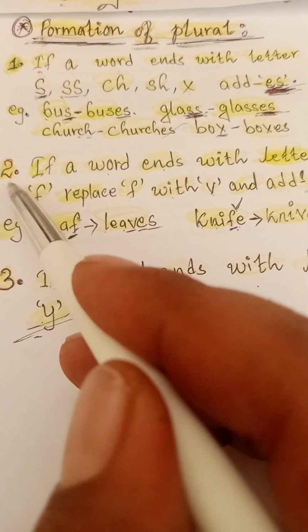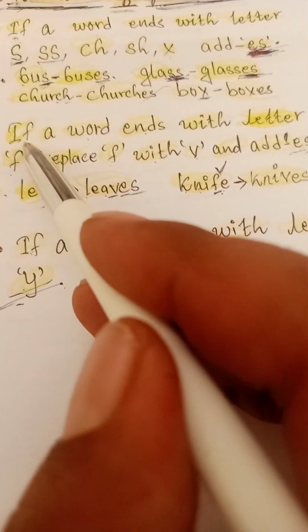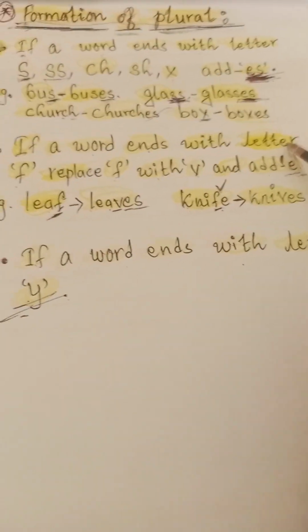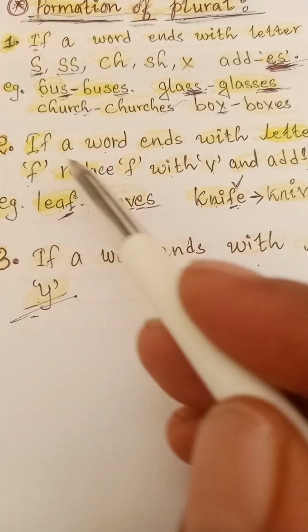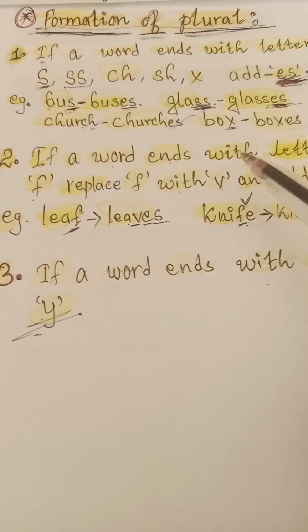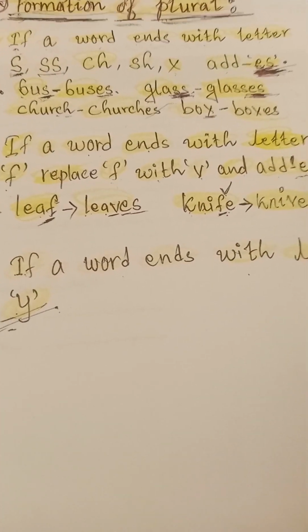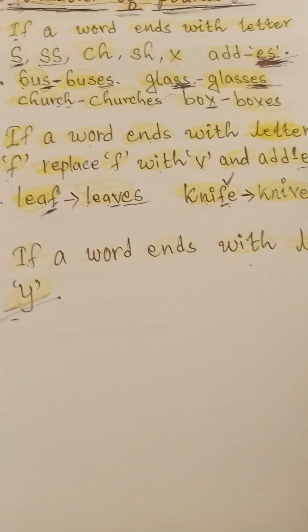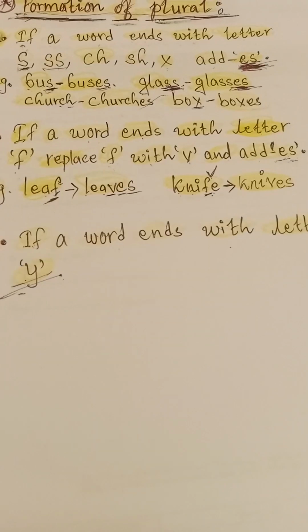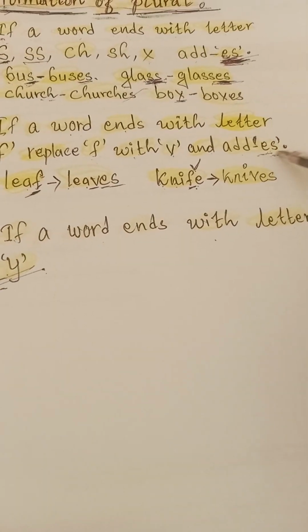In rule number 2 I have written: if a word ends with letter F, replace F with letter V and add es. Yes, all of you got it. If a word ends with letter F, we have to replace this F with letter V and we have to add ES.